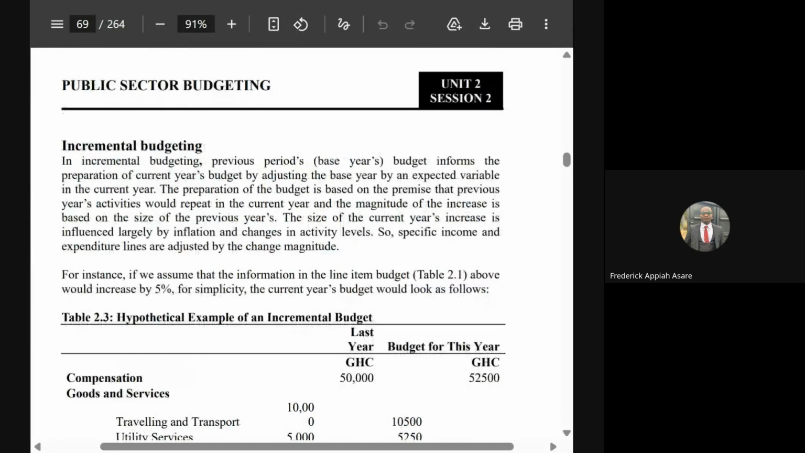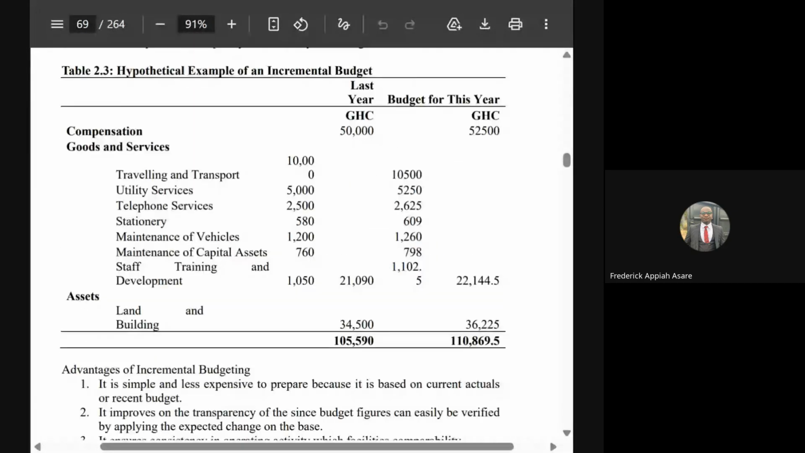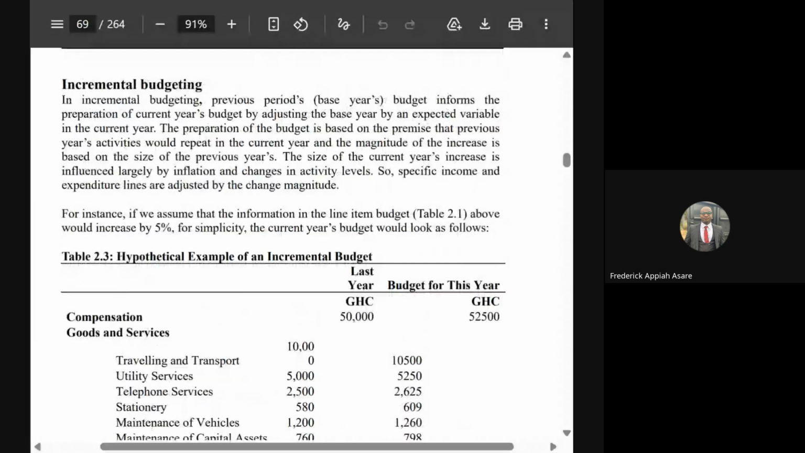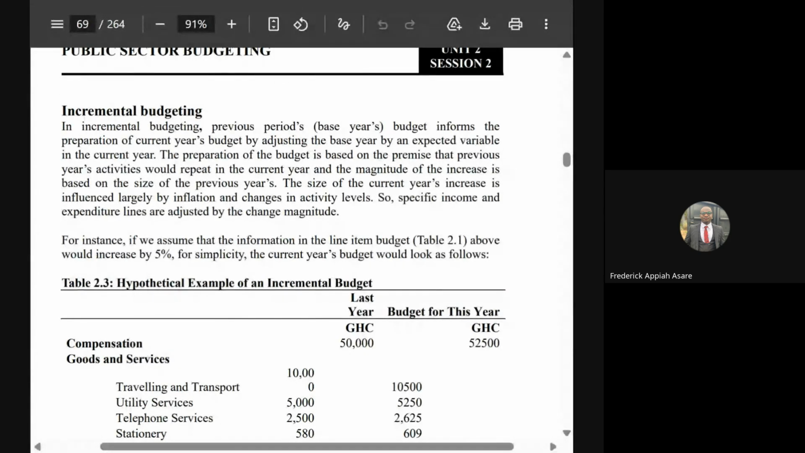Now, let's look at the incremental budget, which happens to be the last budgeting approach. Incremental budget, as I've always been saying, is where you base your current estimates on previous budgets. So last year you spent 500 cedis. Let's assume a 50% increment. You are doing incremental budget. So in incremental budgeting, previous periods' budgets inform the preparation of the current year's budget by adjusting the base year by an expected variable in the current year.